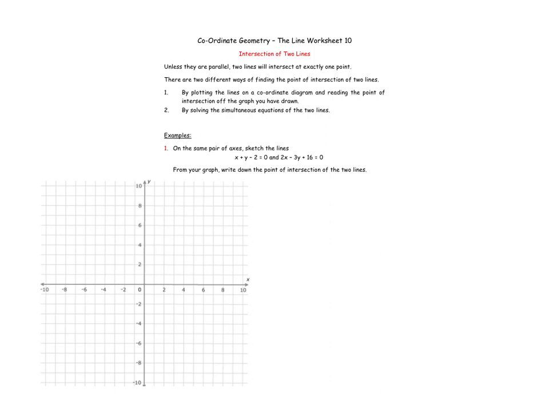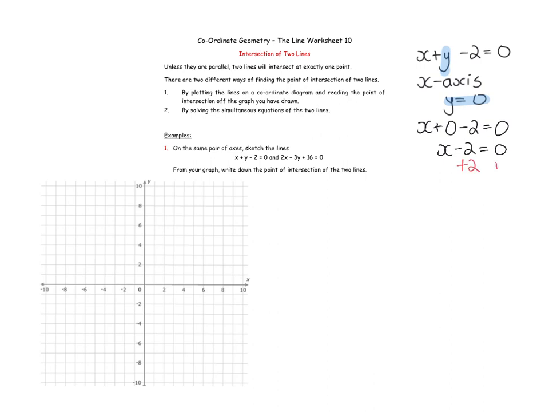So to begin with, we'll take one of the lines, x plus y minus 2 is equal to 0. We need to plot this, and to plot this line, remember we need to find where it crosses the x-axis and where it crosses the y-axis. We're going to start with the x-axis, and when it crosses the x-axis, y is equal to 0. Every time we see a y, we're going to replace it with 0. This then becomes x plus 0 minus 2 is equal to 0, which becomes x minus 2 is equal to 0. We can add 2 to both sides, and we'll get x is equal to 2.